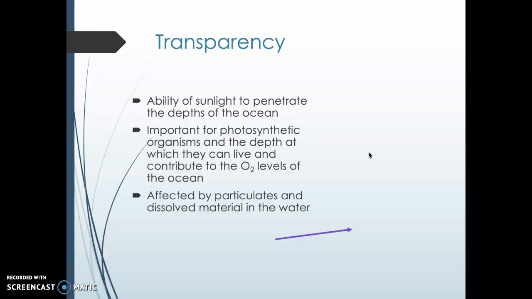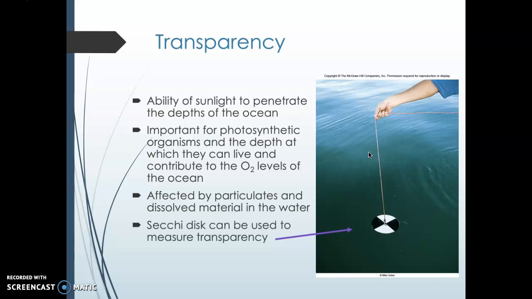Transparency is affected by things that are floating in the ocean, or what we call particulates and dissolved material. And this can even be microscopic organisms like phytoplankton, zooplankton, and bacteria. We use something called a Secchi disk to measure the transparency in the ocean. Essentially, it's a black and white disk that you see here on a line that has length graduations, and you just lower it in the water until you can't see the disk anymore and measure how long that is, and that's your transparency.